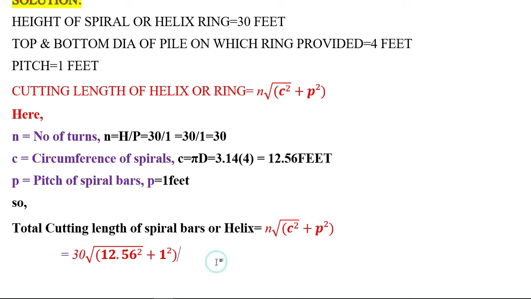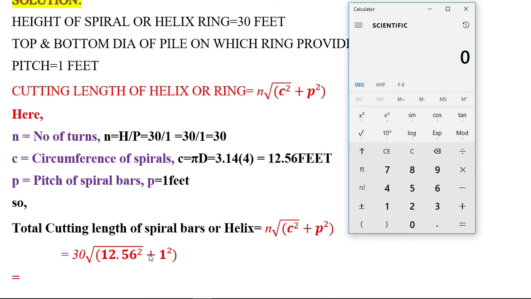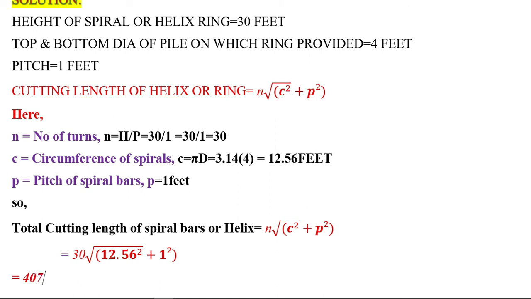Now let me calculate the spiral ring cutting length on the calculator. Here is the formula. First take 12.56 square plus this 1 square, it will give us 158.75. Then take the under root of this whole value, it's 13.59. Then multiply it with the 30 by using the formula. So it's 407.99. 408 feet is the cutting length required for our spiral ring for our pile.